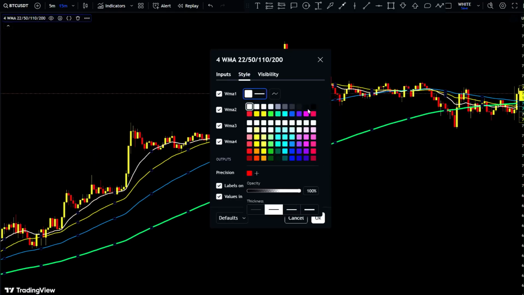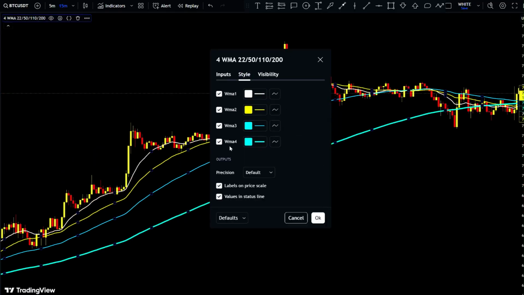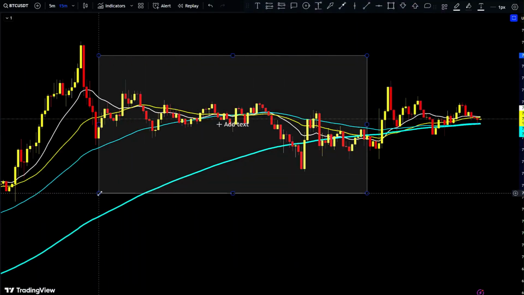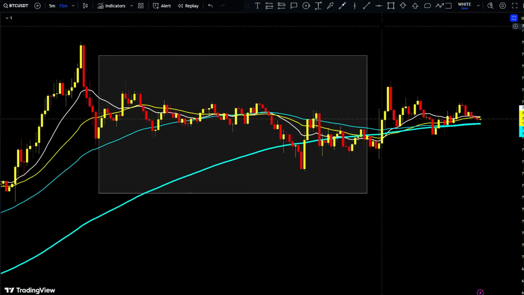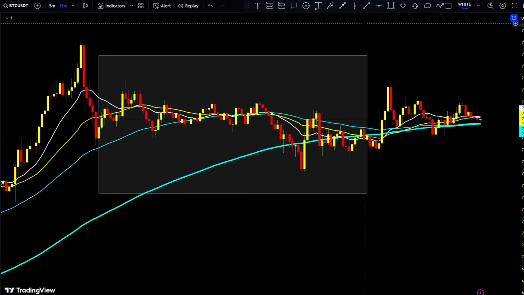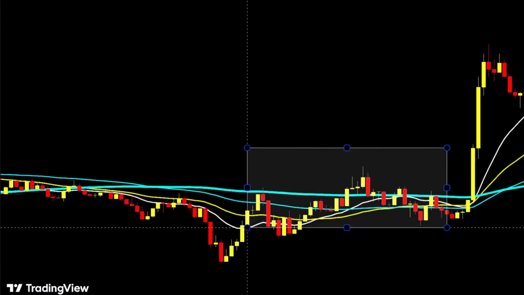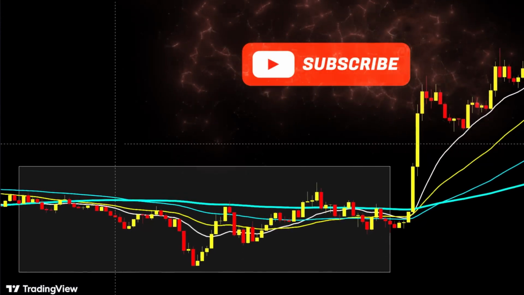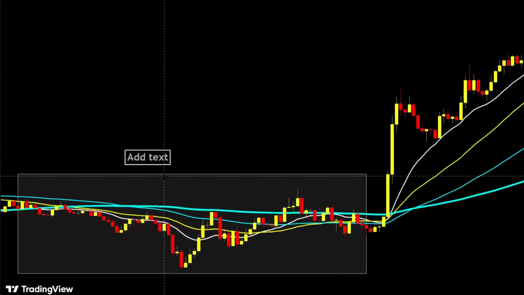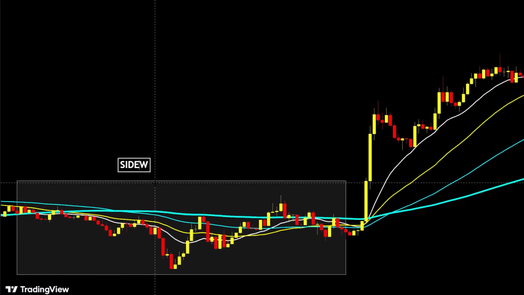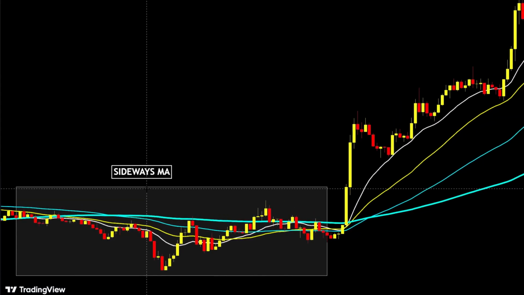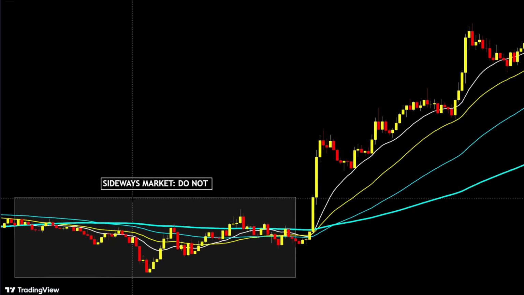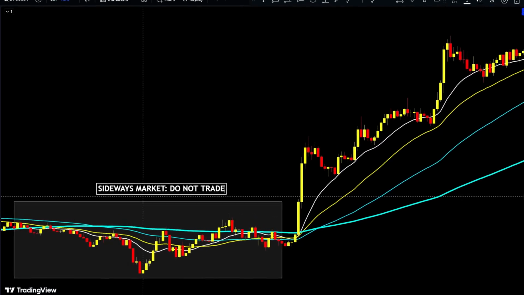Now let's talk about the rules of the 4WMA ribbon in our strategy and how it can help us make money. The 4WMA ribbon is an essential tool for understanding market conditions and deciding when it's the best time to enter trades. When you see the 4WMA lines bunched up together, almost as if they're sticking to one another, it means the market is in a consolidation phase. Essentially, it's taking a breather. During this period, it's best to hold off on trading because the market isn't clearly trending in any particular direction.